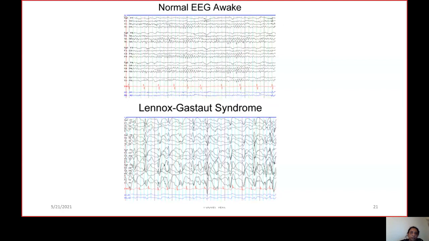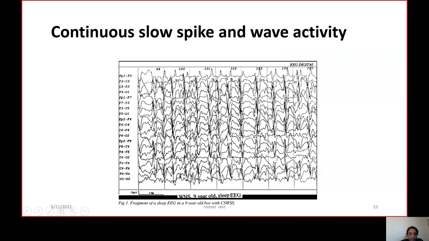I'm showing you an EEG here, which is a normal EEG in the awake state. Now you can see this EEG, which is from a patient with Lennox-Gastaut syndrome. You can see that this EEG has a lot of discharges and they are continuous, right? And this is another better view of that. This is in sleep. This child has continuous seizure discharges.